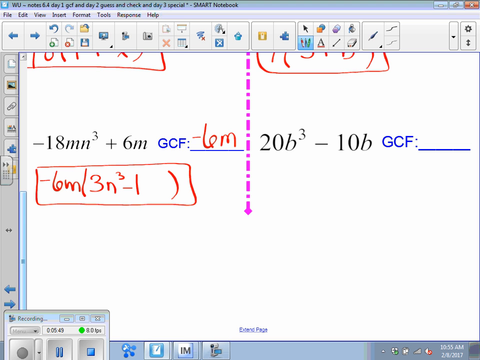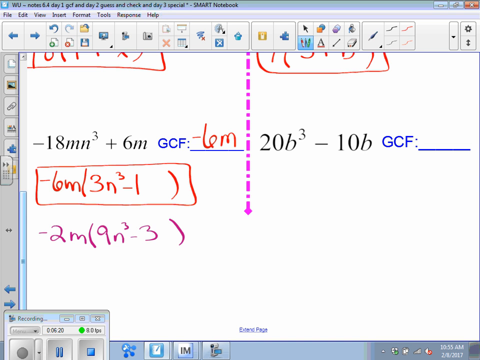Okay? So that's the most direct way to get to your answer. So let me show you what would have happened if you wouldn't have taken out 6. Let's say we would have taken out a negative 2m. This is what will happen. Negative 2 times what gives me negative 18? 9, and then I need an n to the third, right? And then negative 2 times what gives me 6m?